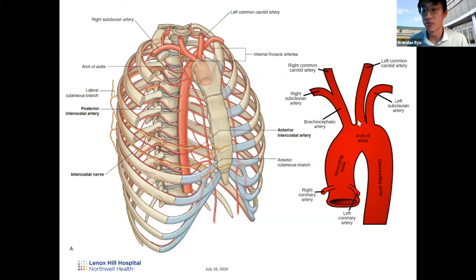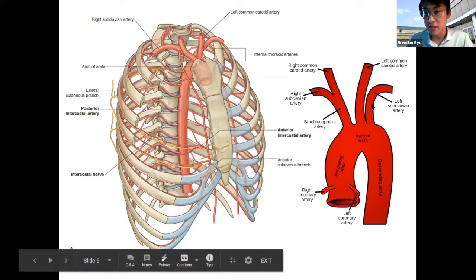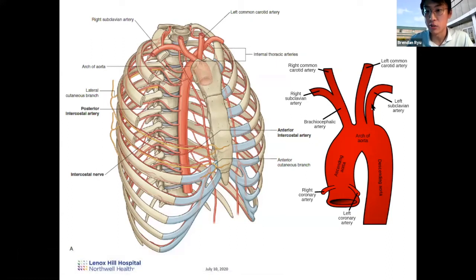Does that make sense? So you see the right part having a brachiocephalic artery as a thicker tube before it bifurcates, meaning it branches off into two, to the right common carotid artery and the right subclavian artery. However, on the left side of the patient, the left common carotid artery branches directly off the arch of aorta, and the left subclavian artery branches directly off the arch of aorta.